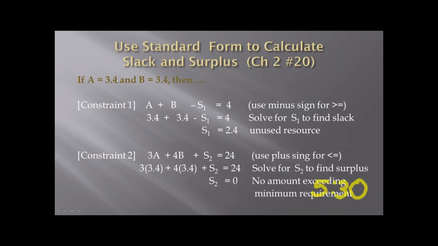Since we knew what the optimal solution was, we already found it from problem 20, 3.4 for A, and imagine that, 3.4 for B. You plug those into A and B, solve for S2, and it just so happens that's 24 minus 24, or 0. There's absolutely no surplus. That tells you that's going to be a binding constraint. There's nothing left over. And that's what slack and surplus is all about, telling you how much is left over unused for the future, basically, and where your tension, your constraining points are. Questions about that?